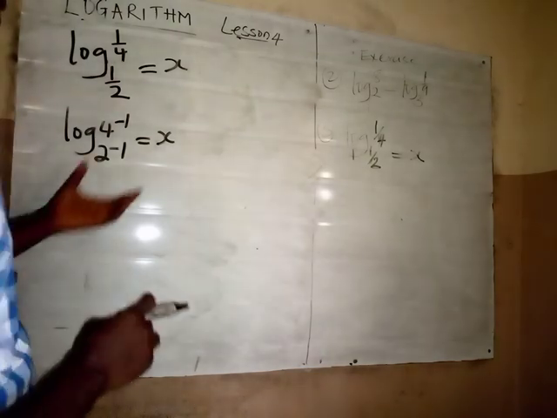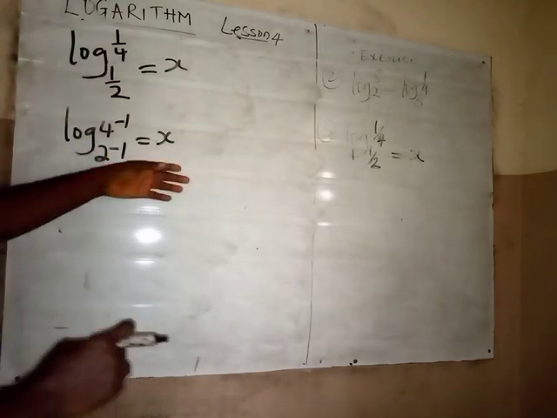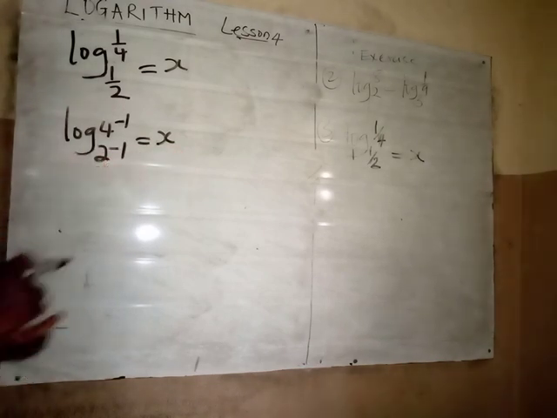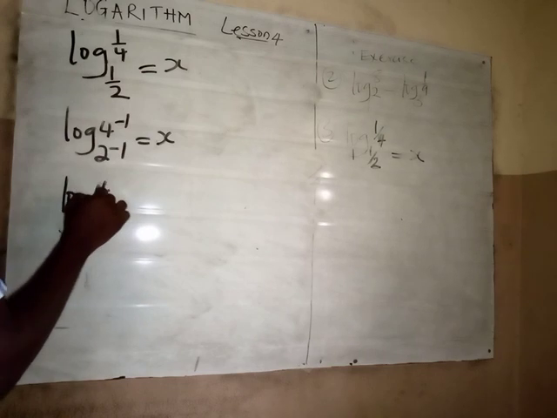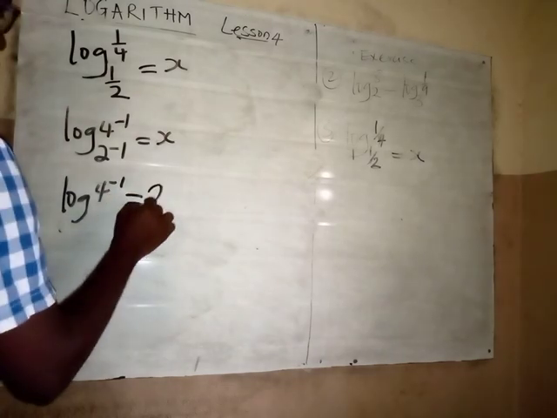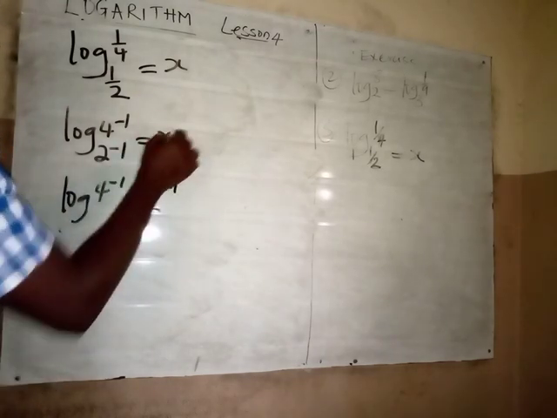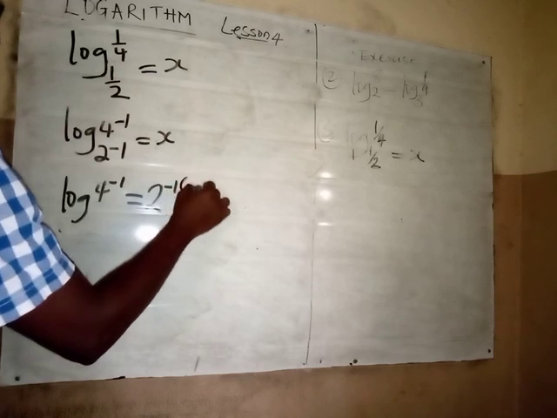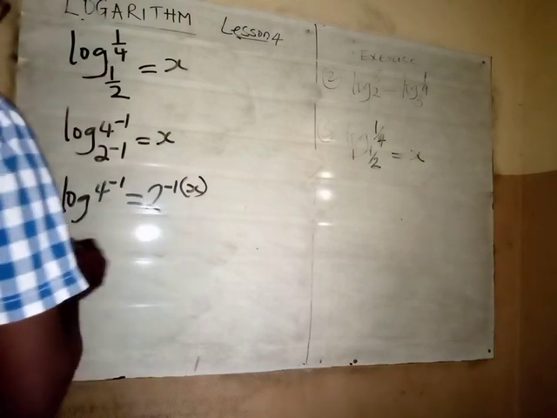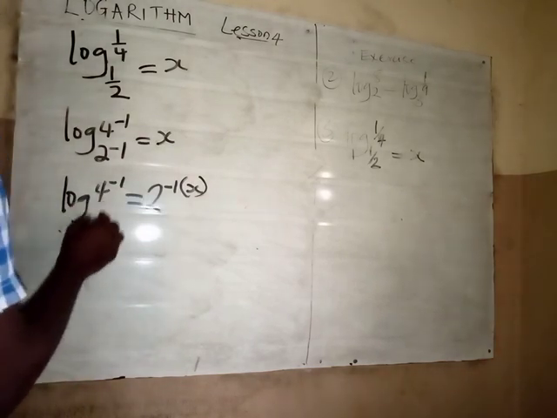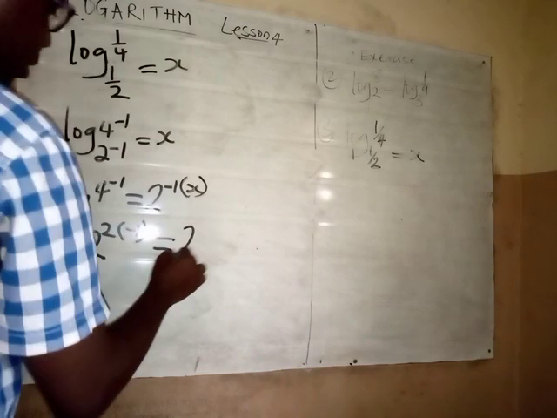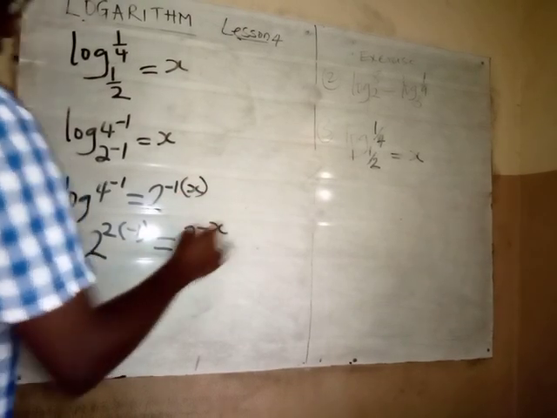And as we have been solving before, anytime a log is equated, whatever falls within the log is the base raised to the power of the answer. So what we now have is 4 raised to power minus 1 equals 2 raised to power minus 1, raised to power x. When we multiply out, this 4 can be reduced to 2 raised to power 2 into minus 1, and the right side will give me 2 raised to power minus x.